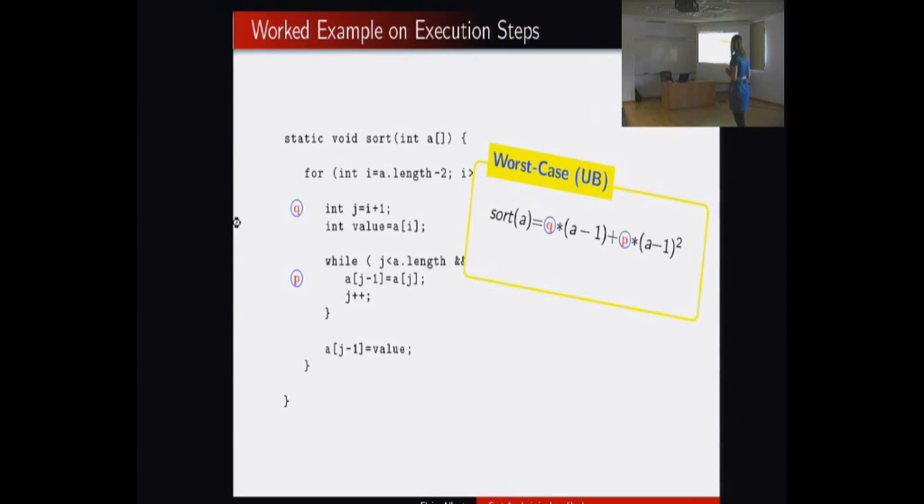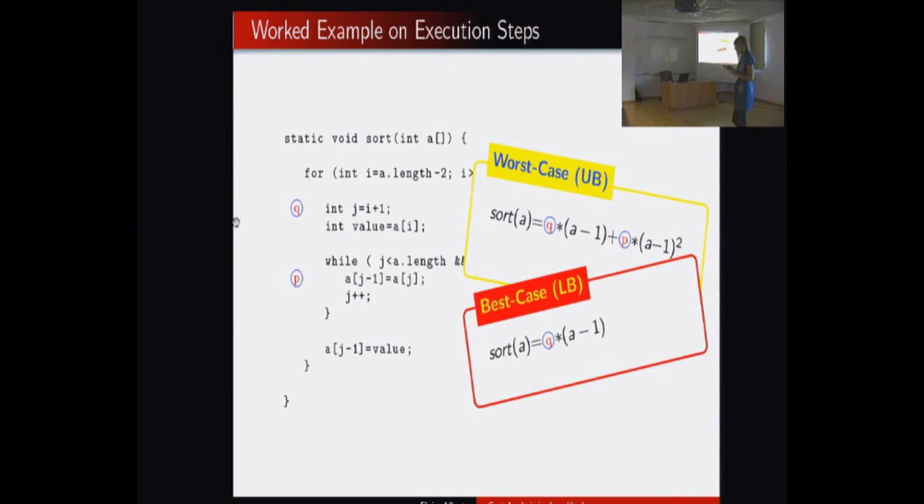So what is the best case? Because we can also do a best case analysis. In the best case, the array is ordered, and I am not going to execute the while loop. Every time I put an element, I exit the loop because it's already in the correct position, and this would be a best case lower bound.